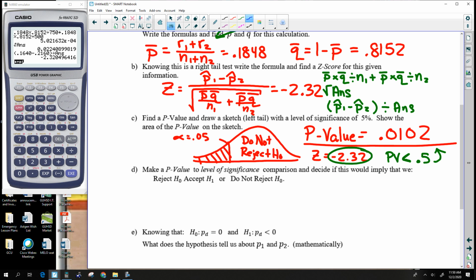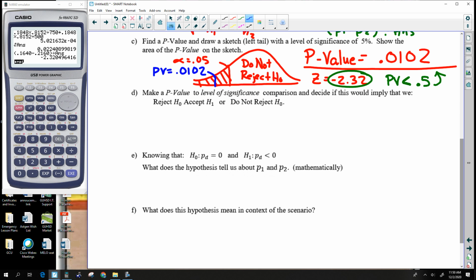My p-value 0.01 is way smaller than 0.05. So 0.01 has a shorter distance from the edge, so it falls into that rejection zone. So 0.0102 is my p-value, which again is crazy smaller. It's like a fifth of the size. So that falls into the rejection zone. What I notice about this is the p-value is less than my alpha. That means I reject H0 and accept H1.